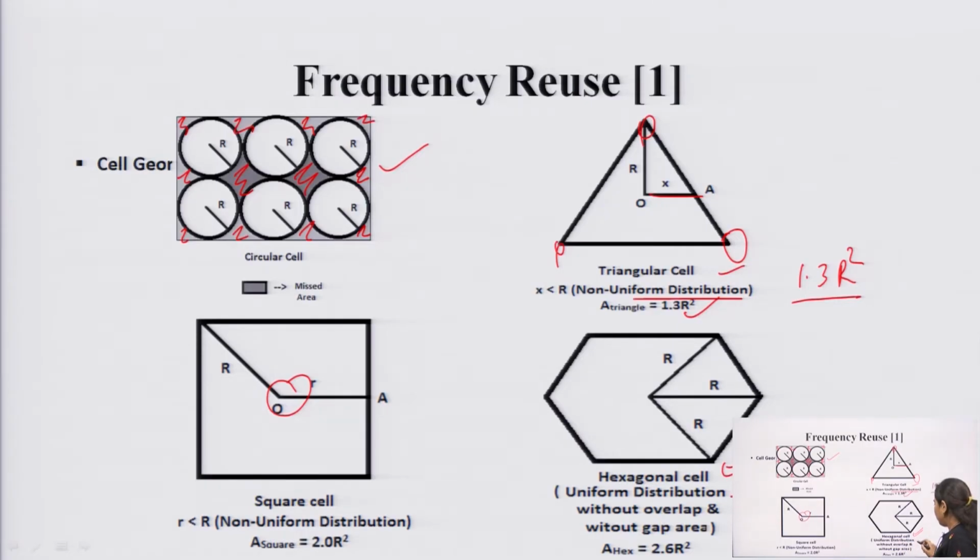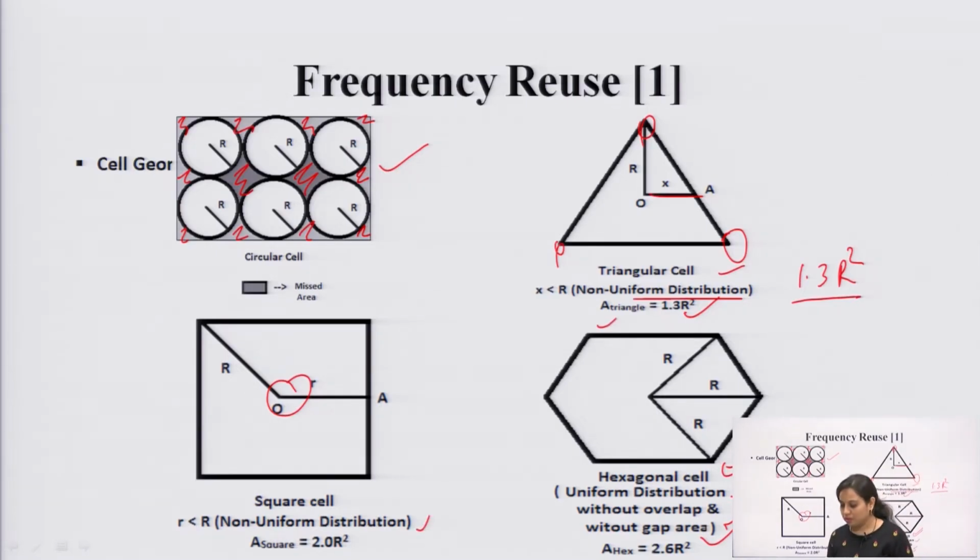Uniform distribution without overlap and without gap area. There is no gap area, there is no overlapping which could appear, and also the area coverage is 2.6 r square, which is much greater as compared to the triangular and the square one.